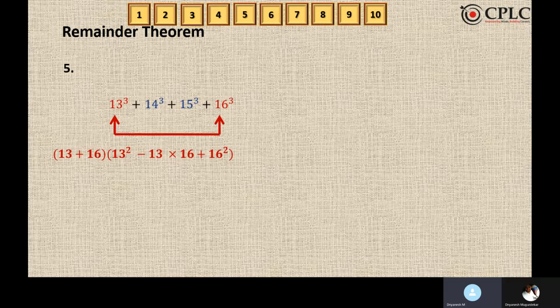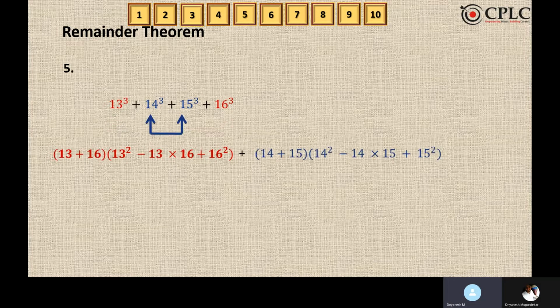So when you apply a cube plus b cube, you get a plus b in the first bracket. In the second bracket, a square minus ab plus b square. Same thing will be done for the middle two: a plus b in the first bracket, which is 14 plus 15, and in the second bracket, a square minus ab plus b square.